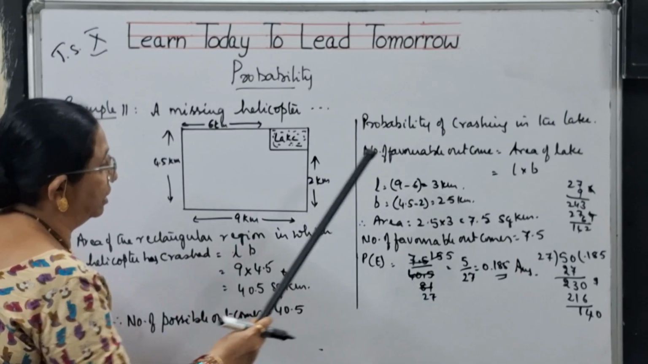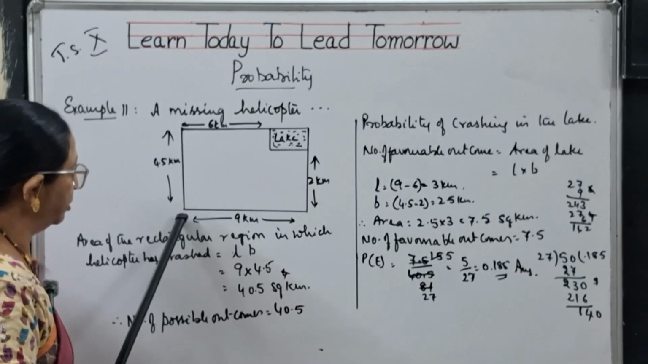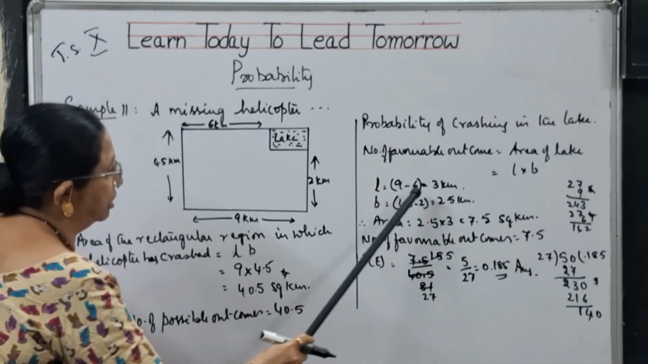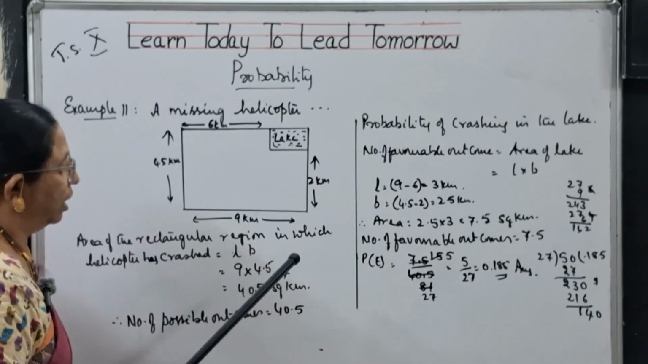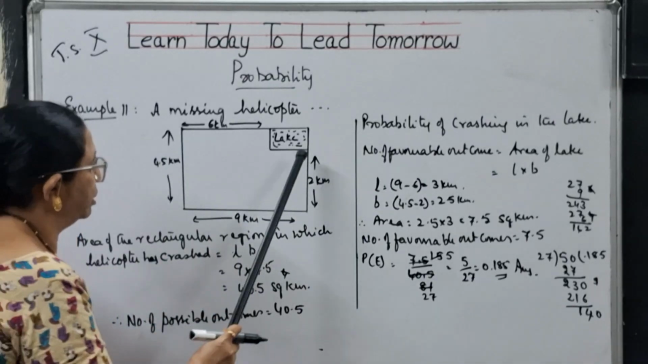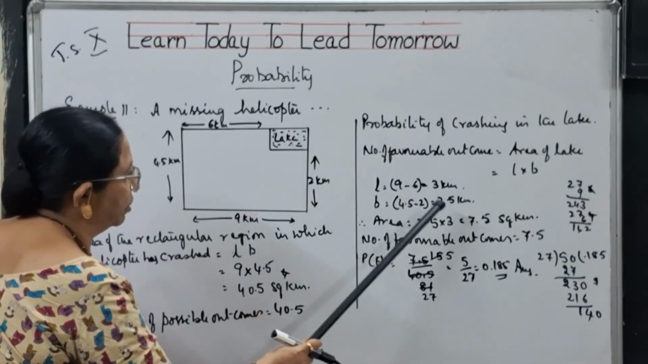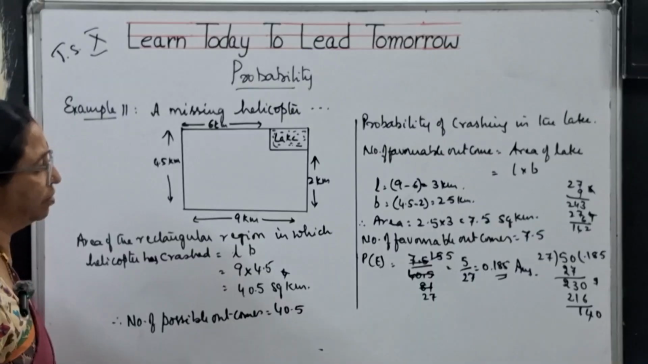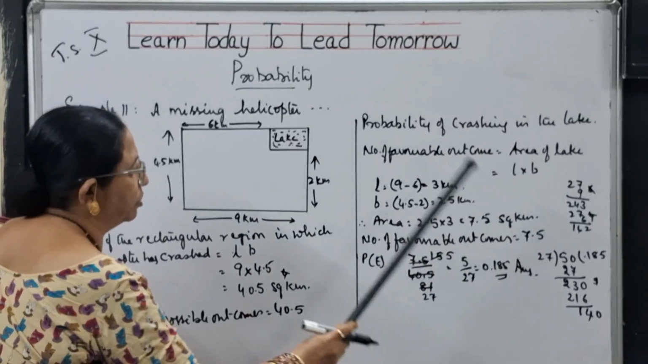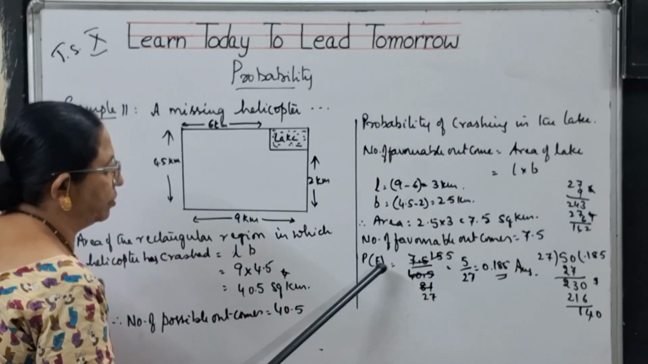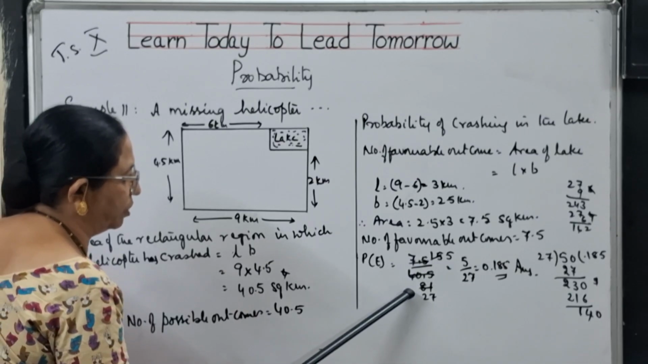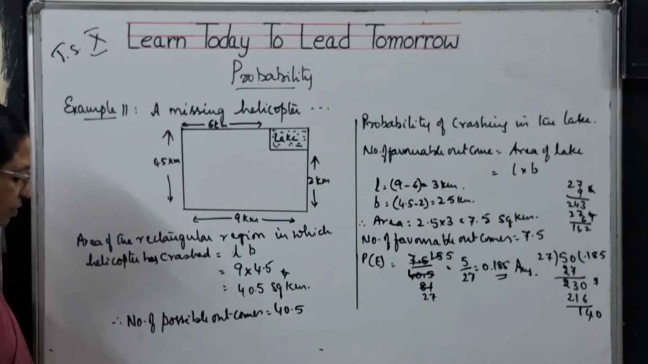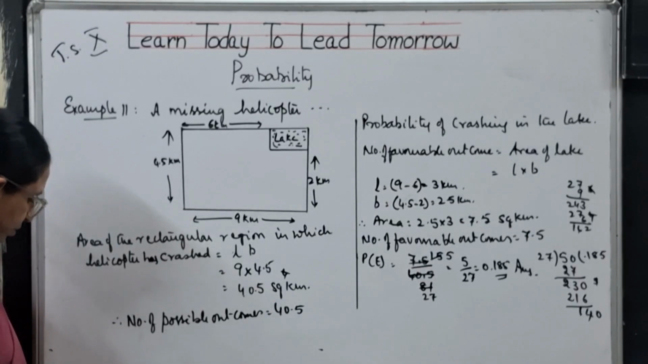Area of lake, again L into B. Length of the lake is from here to here it is 9 kilometers. From here to here it is 6 kilometers. 9 minus 6, 3 kilometers is the length. And breadth totally 4.5, from here to here 2. That means 2.5 kilometers is breadth. So area, if you multiply, 7.5 square kilometers is the area. That becomes the number of favorable outcomes. So the probability of the event is 7.5 by 40.5. So on cancellation, I have got 0.185. This is the answer, children. Please note it down.